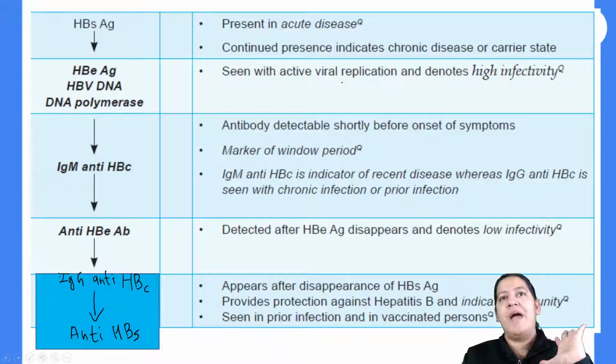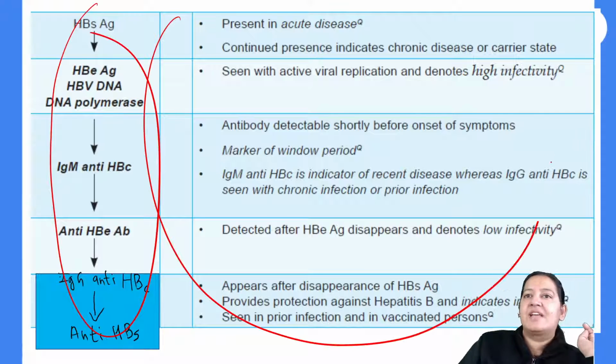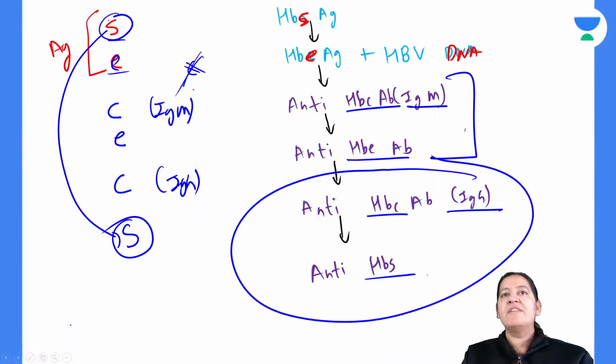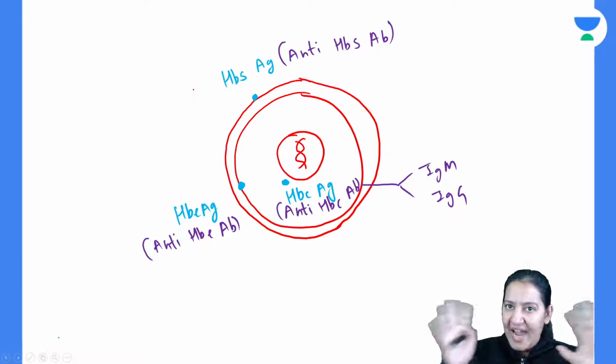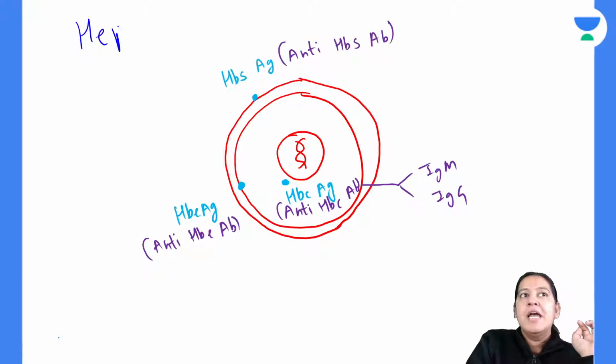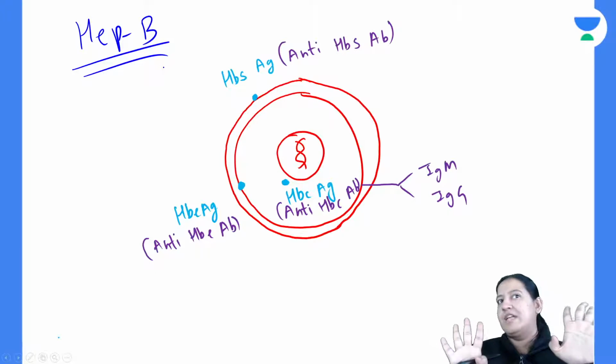Everyone give me a thumbs up. So the same story is written in front of you. Please everyone appreciate the sequence and the significance of each of them. Do you have any doubt in this? Everyone see this diagram. This is a diagram of hepatitis B virus. Let me summarize. There are 3 antigens and 4 antibodies, right?